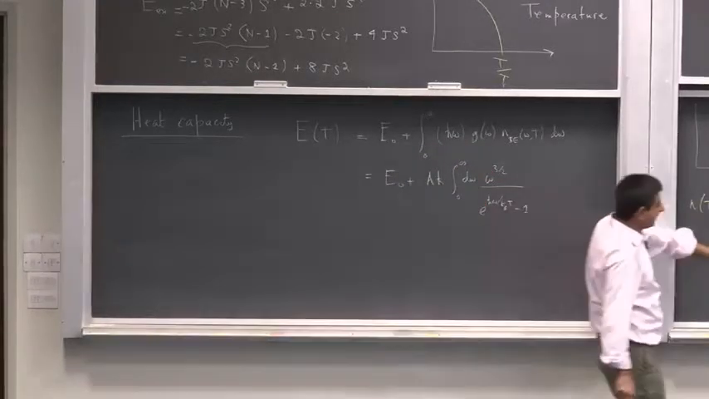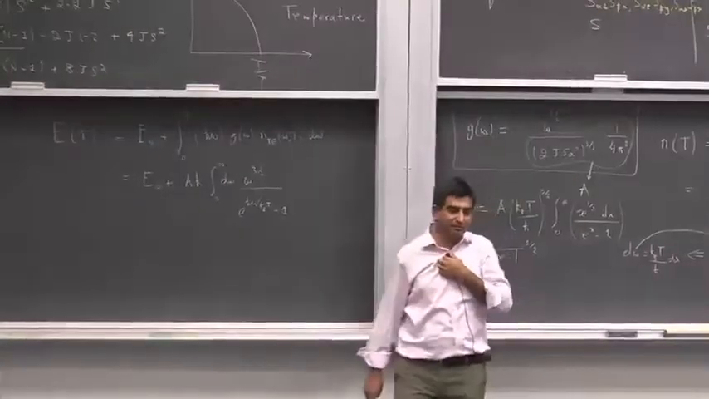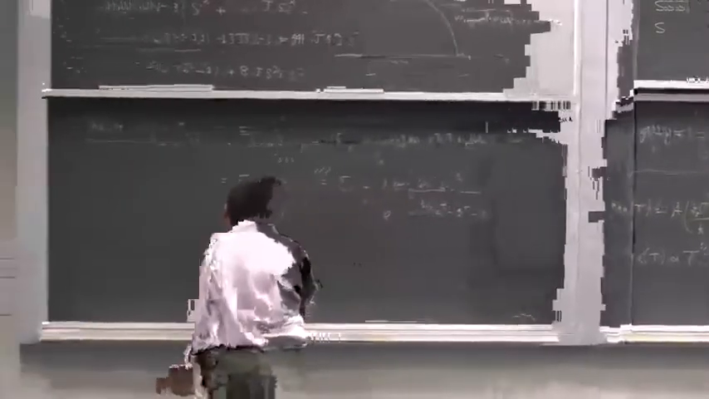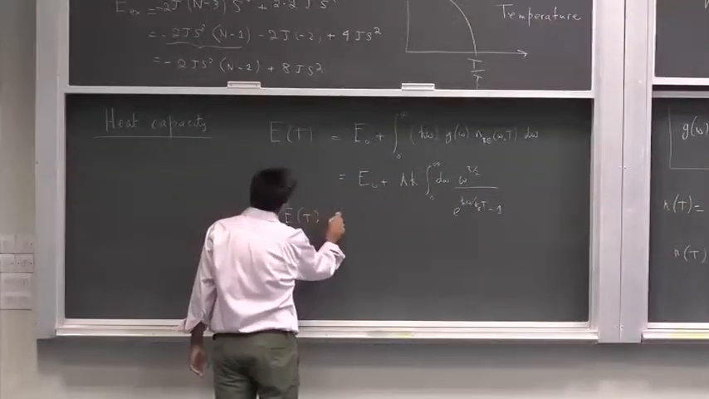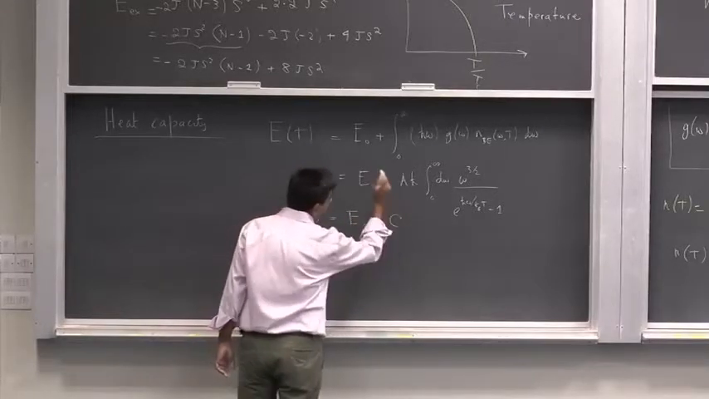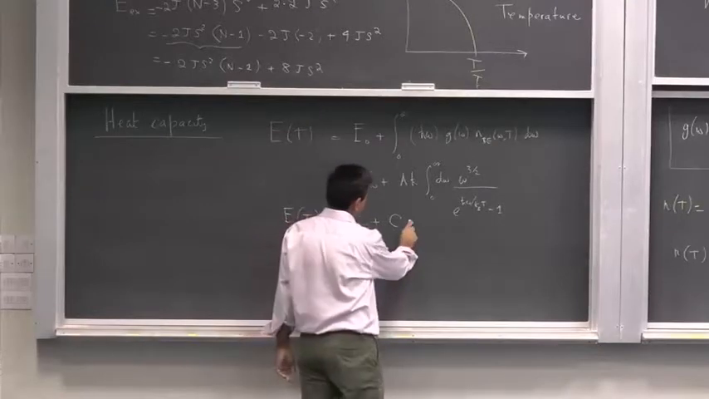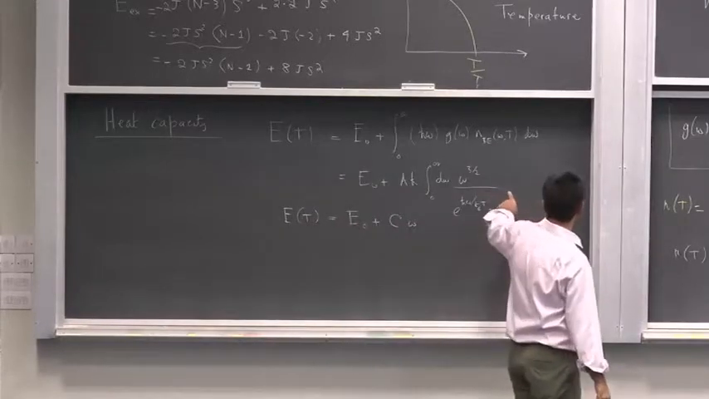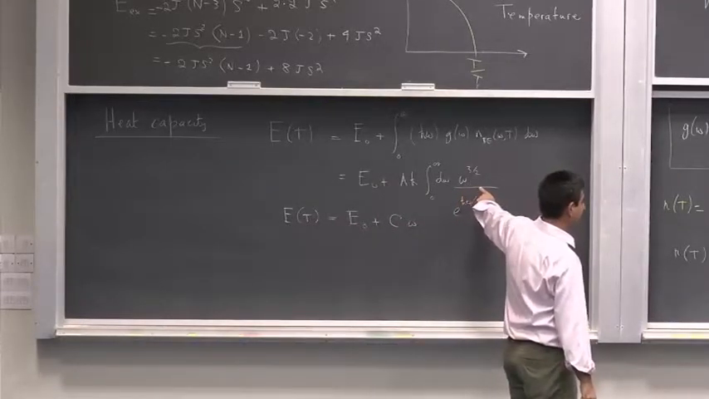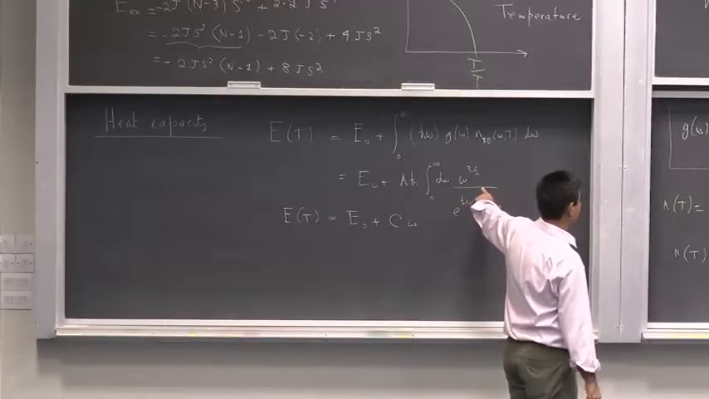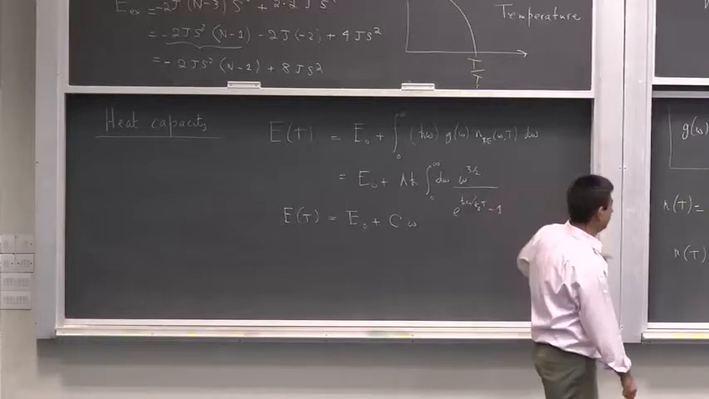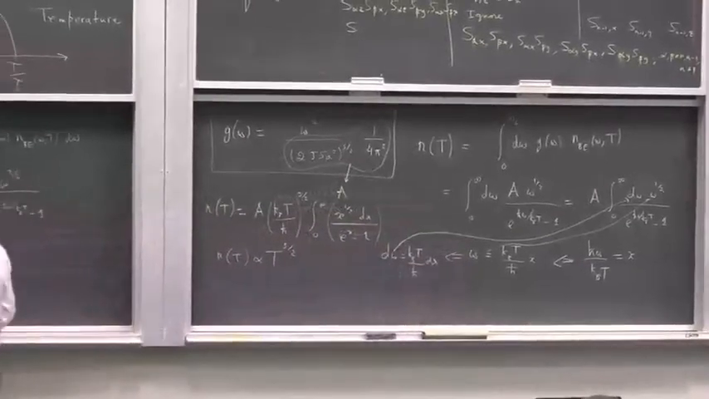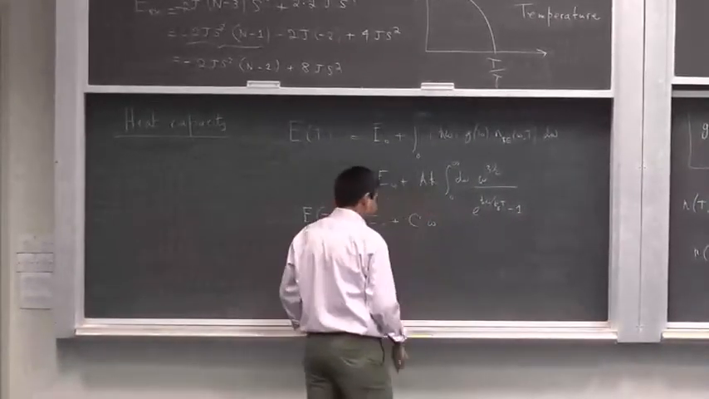Now if you make once again these substitutions over here, we find that the energy is given by E naught plus some constant, with x raised to the power 3/2, x to the 3/2 dx. One minute, these are 3/2 and 5/2, so temperature raised to the power 5/2.